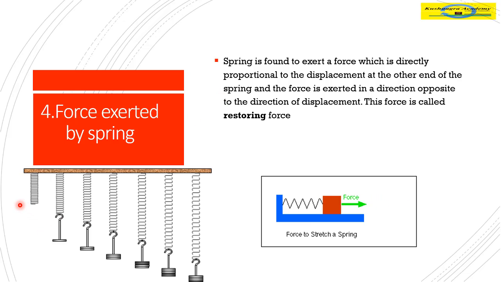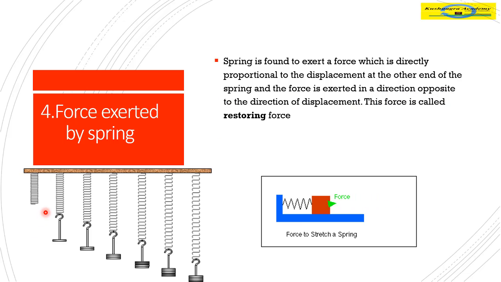It means if this is the mean point, the normal length of a spring, and you pull this much, the force is different. If you pull more, the force is more. If you pull even more, the force is even more. So in a spring, the more we pull, the more force is exerted by the spring. That's what we mean here. And the force is exerted in a direction opposite to the direction of displacement.